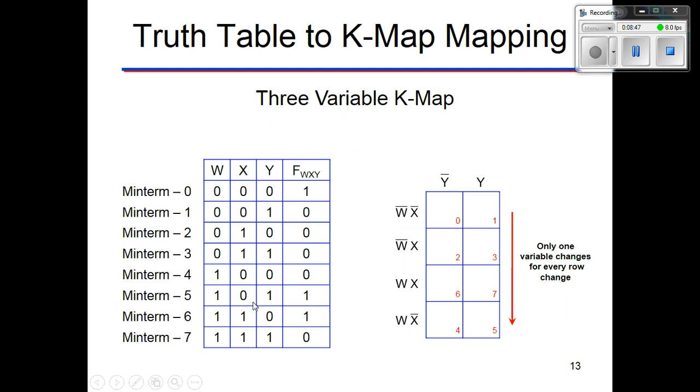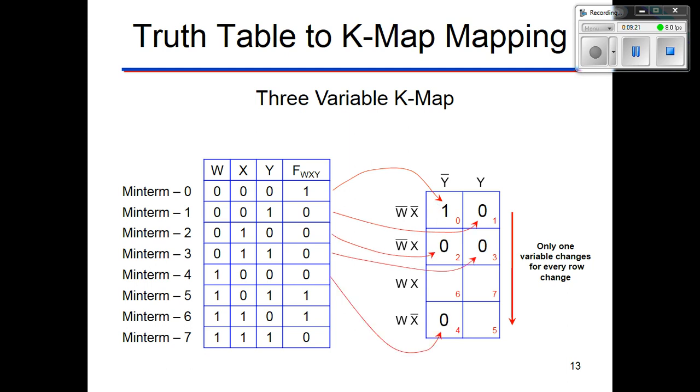And I have 2 more. This one is W, not X, Y. So let's find this one. W not X is this row, and Y is right here. So I'm going to have a 1 right here, and the previous one was right here. And the last one is WX not Y. So that one will be over here. So this is my, once again, not W, not X, not Y.